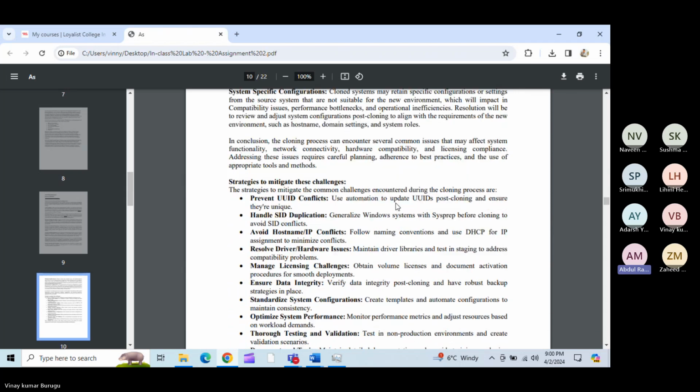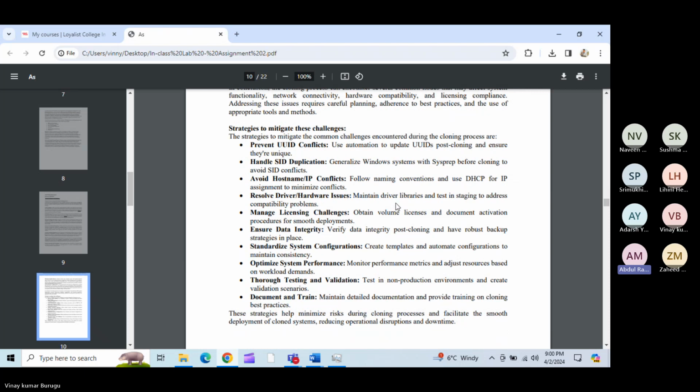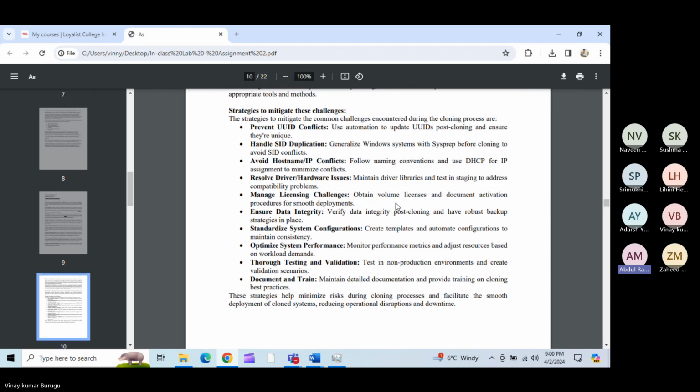prevent UUID conflicts, handle SID duplication, avoid hostname or IP conflicts, resolve driver or hardware issues, manage licensing challenges, and ensure data integrity are some of the ways to minimize risk during cloning processes and facilitate the smooth deployment of cloned systems, reducing operational disruption and downtime. This is regarding technical issues and solutions.